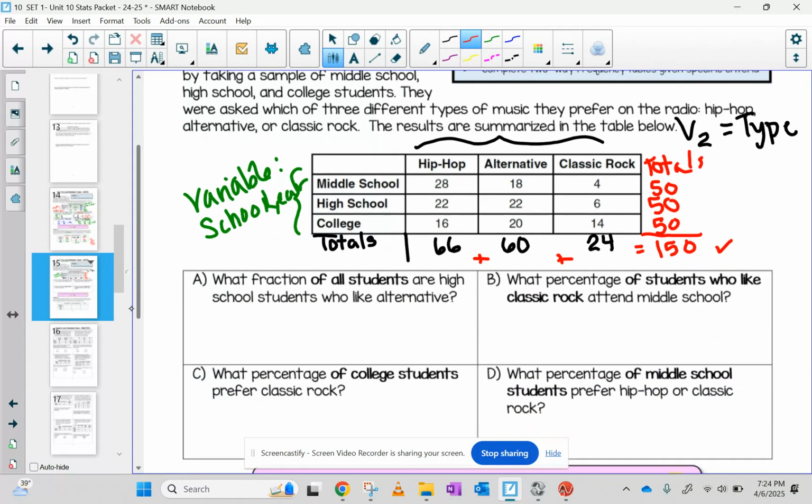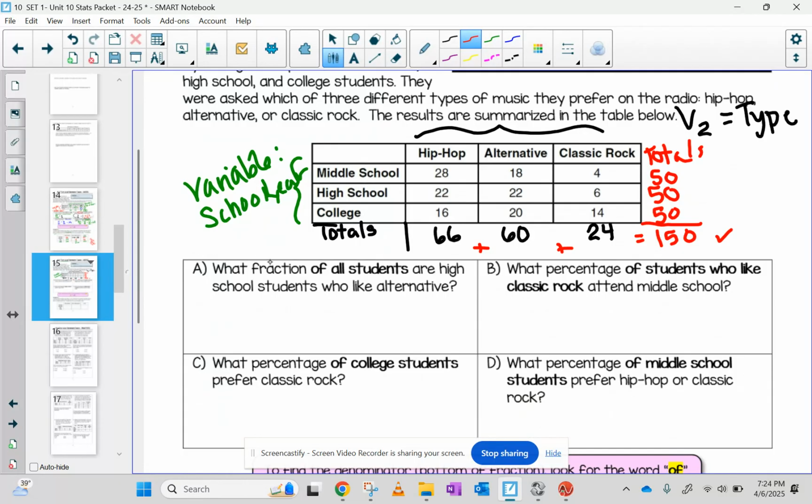I'm about to answer some questions now. Question A, what fraction of all students are high school students who like alternative? So of all the students, notice it's in bold, out of all 150 students, we're going to create a fraction, high school students who like alternative. There are 22 of them, out of 150. Your calculator will reduce this for you, so you could reduce that fraction.